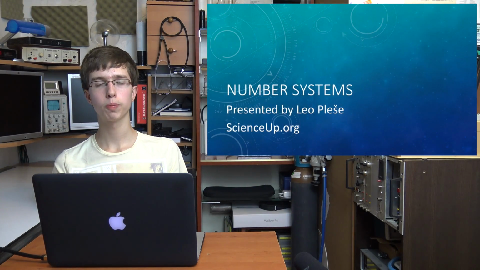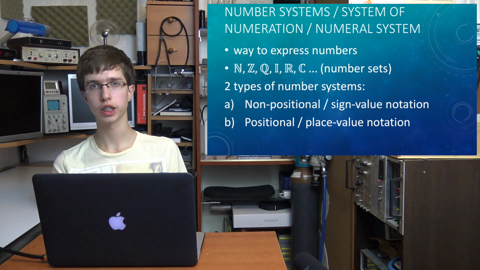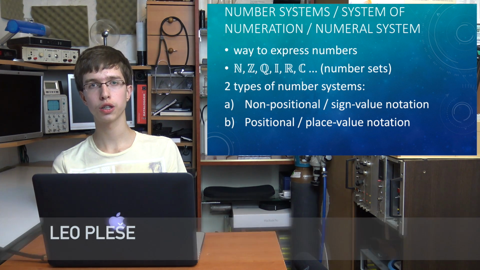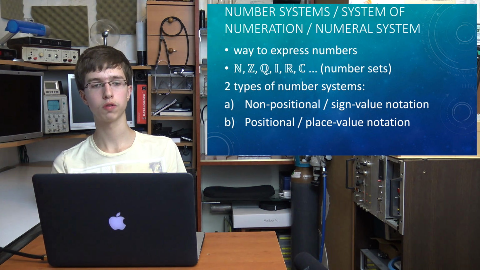Today we're going to talk about number systems. Number system, or system of numeration, or numeral system, is a way to express numbers. We also have number sets like natural, rational, real, complex numbers and so on, but they're only part of number systems. The main two types of number systems are non-positional, which has sign value notation, and positional with place value notation.